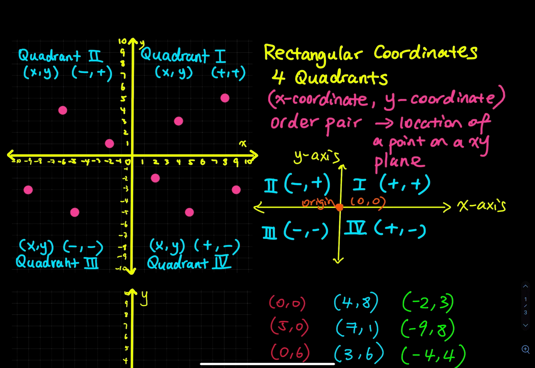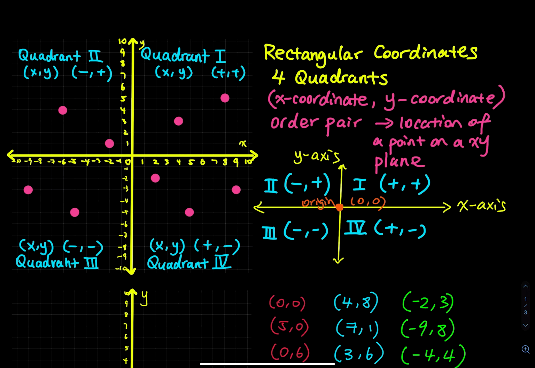So we have an XY plane, 4 quadrants, 1, 2, 3, and 4. In quadrant 1, we have a parenthesis x comma y. What is this? This is a rectangular coordinate. The way we write this is we draw a parenthesis and then we write the x coordinate followed by a comma and then the y coordinate. The x coordinate is a number, comma, the y coordinate is another number, and this (x, y) is called an ordered pair. What is an ordered pair? An ordered pair is the location of a point on an xy plane.